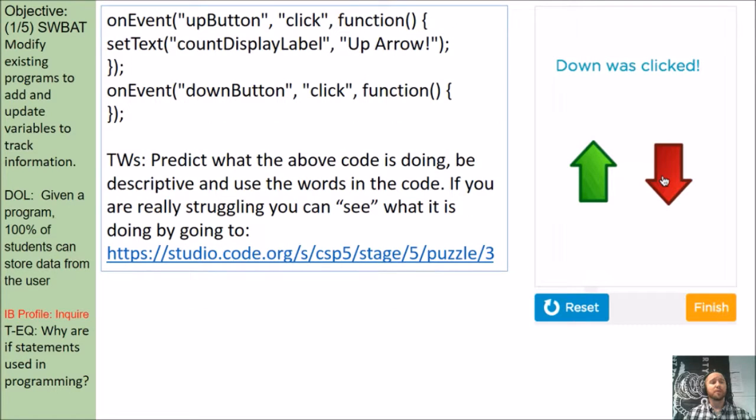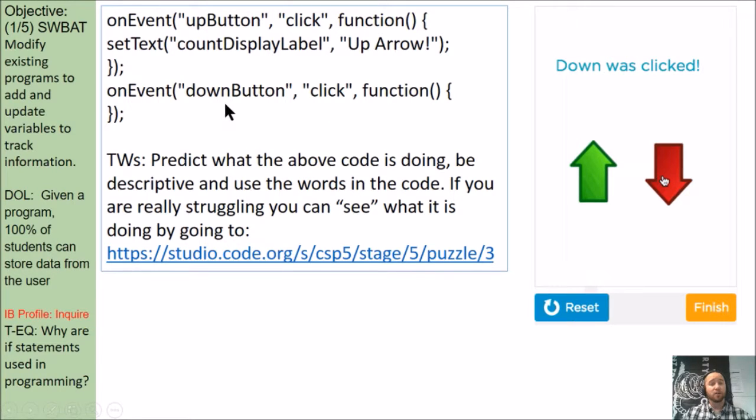So I want you to look at this bit of code. You have a function that says onEvent and then an ID called an up button. When you click it, there's another function called setText that will look at the ID called countDisplayLabel. So there's going to be something being displayed, it looks like, and that thing that will be displayed is the word up arrow. So that sounds pretty logical. When you click the up arrow, the up button, it will now say up arrow. So if I click this right here, it should change to the word up arrow.